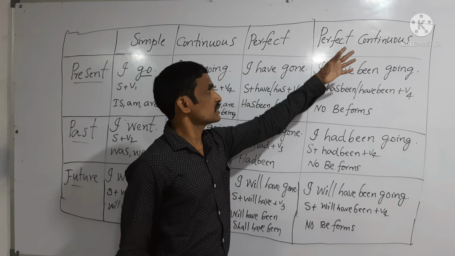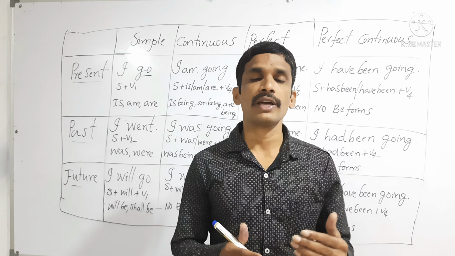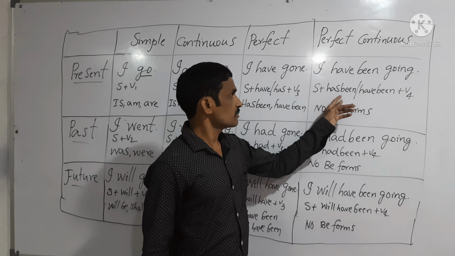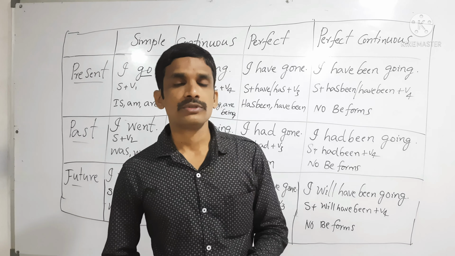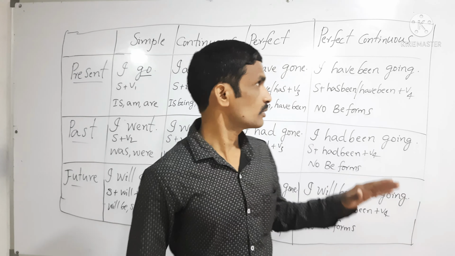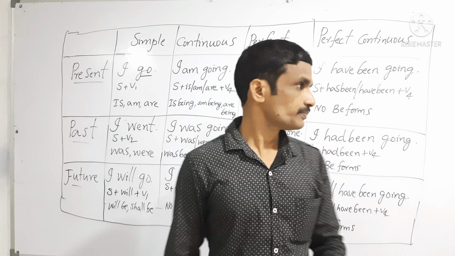Now let's see present perfect continuous tense. I have been going. Subject plus have been or has been plus V4. Here no B forms. Present perfect continuous tense has no B forms. So we cannot change this tense into passive voice.